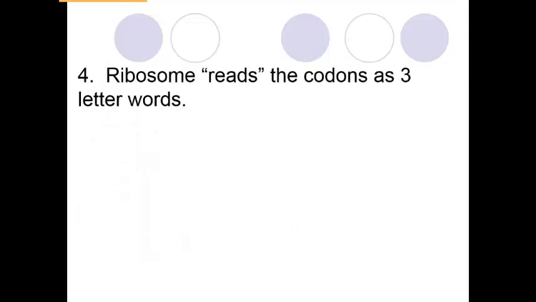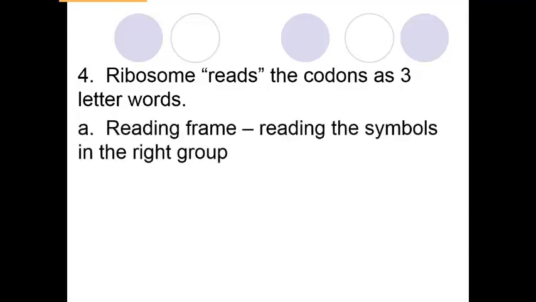Now the way that this is going to work is that this is all in a code. So you have A and U and C and G, and those codes are going to be like three-letter words, and the ribosome can read 3 letters at a time. As it reads, it is deciphering what amino acid has to be brought in. The reading frame is referring to reading the symbols in the right group, and that's really important.